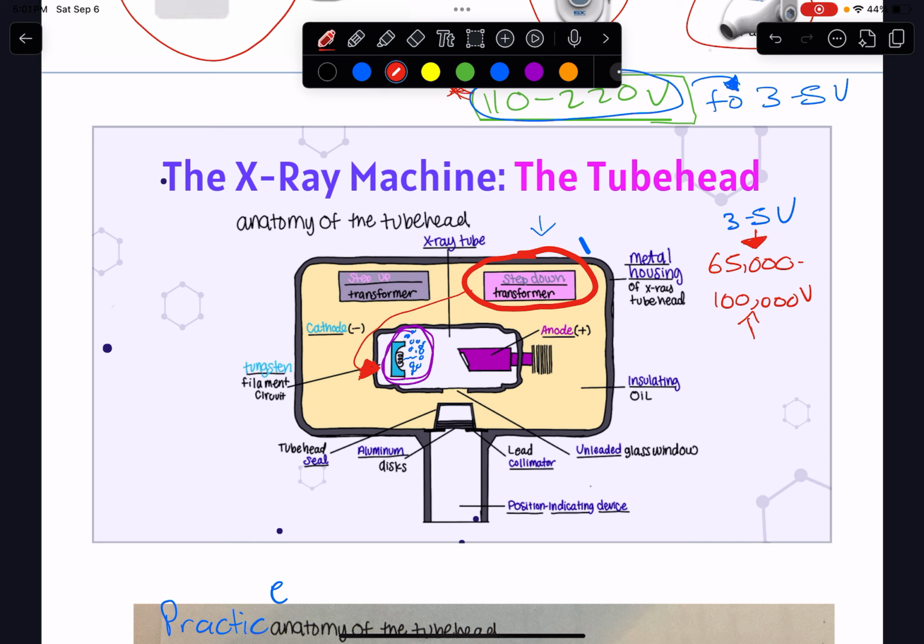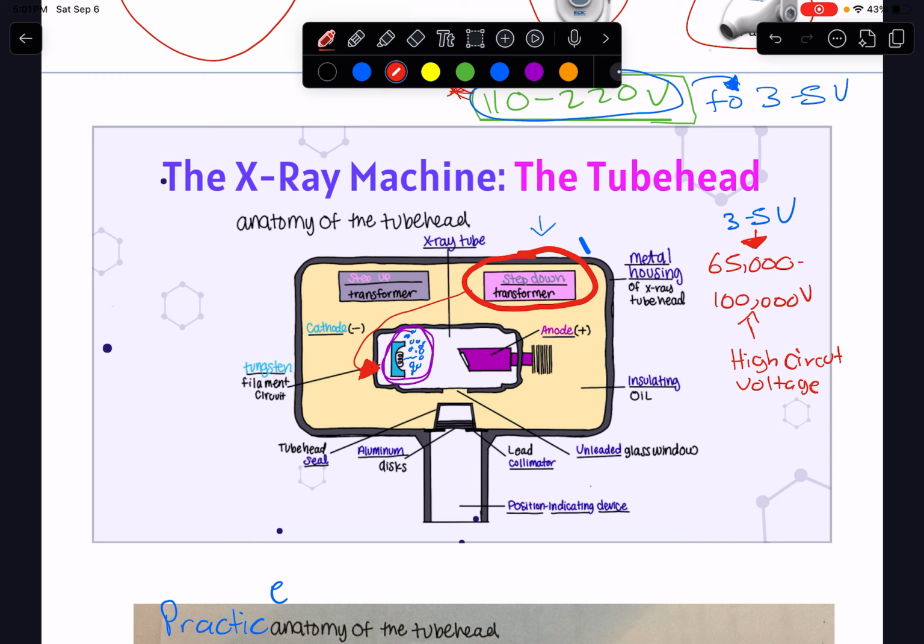This is our high circuit here, our high voltage. Okay? So it literally went from 3 to 5, right? It doesn't go into the high voltage until we press that exposure button. Once we press the button, it goes from 65,000 to 100,000 voltage. Okay, that's all it's saying there. And now that you know that information, the next thing makes sense.